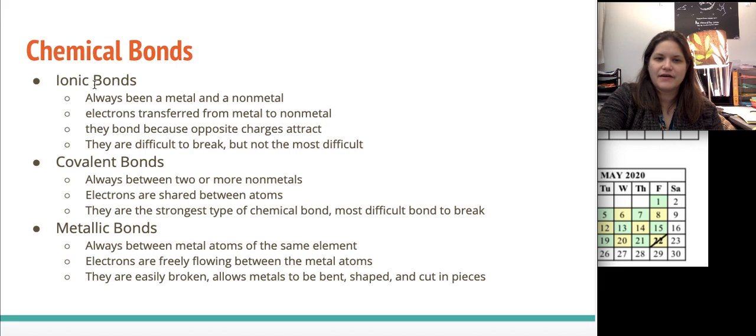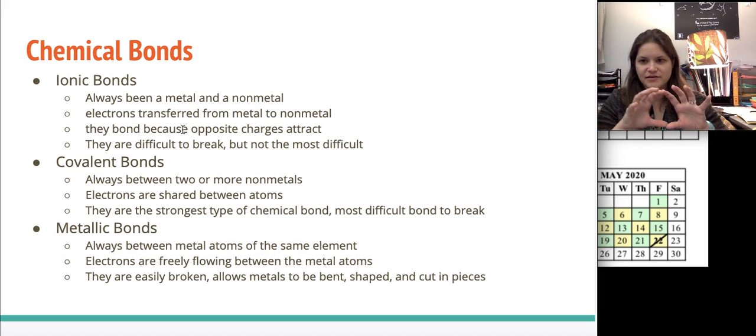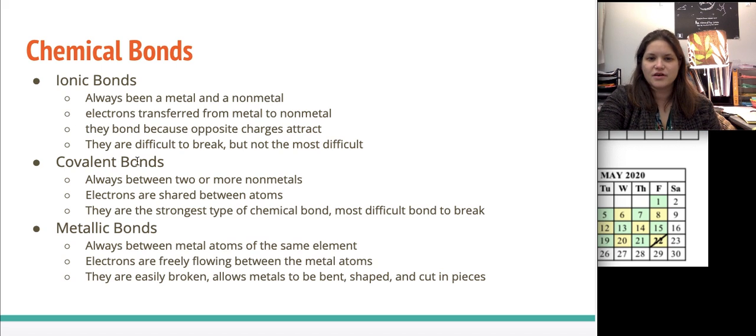Please note about ionic bonds that in those, the electrons are transferred from the metal to the nonmetal, and then they actually bond because the opposite charges then attract to each other. These are pretty difficult to break, but they're not the most difficult to break.